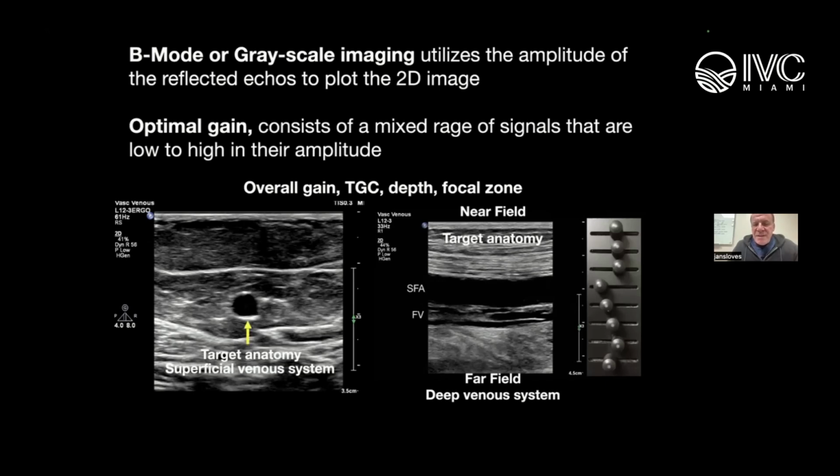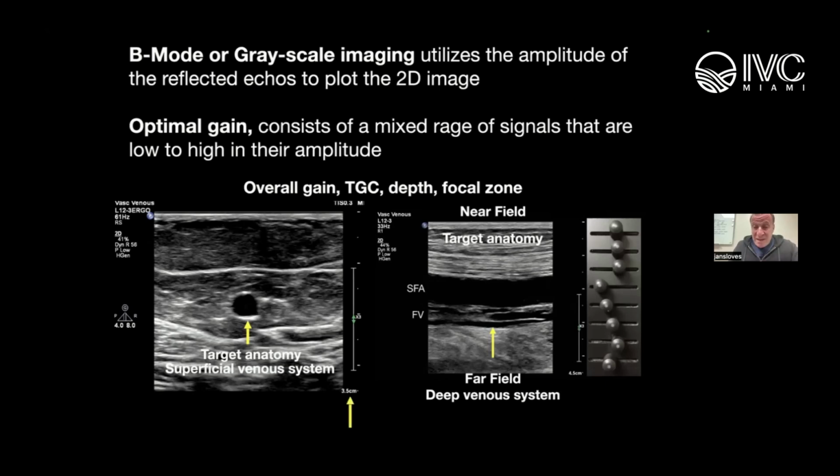Now, here you can see what I call the target anatomy, whether it's in short axis or long axis. We need to define this with great clarity. When we're doing this, we also want to always be aware of our overall gain, our TGC, time gain compensation. This is a very important feature on every ultrasound system because you have the ability to change the depth of interest from the near field to the far field.